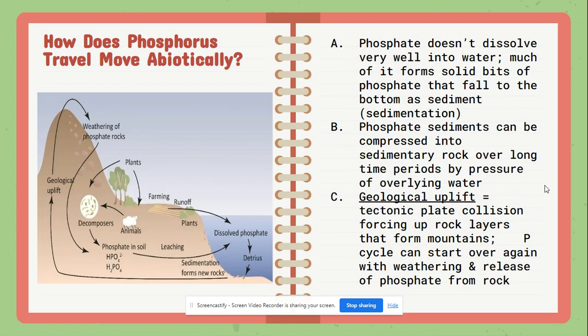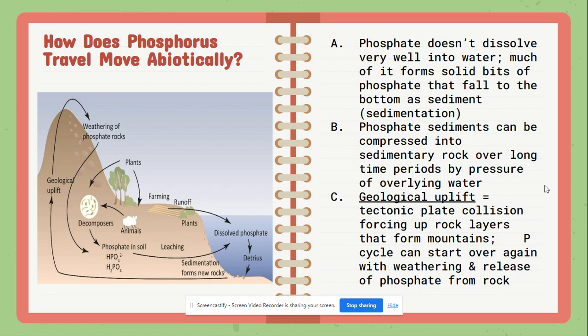So how does phosphorus then move abiotically? Phosphates don't really dissolve very well into water. Much of it forms solid bits of phosphates that can wind up falling to the bottom and forming a sedimentary layer. Here, over time, they can be compressed, and eventually, through tectonic plate movement known as geological uplift, the forcing up of rock layers that can help to form mountains, can then wind up starting this phosphorus cycle all over again.